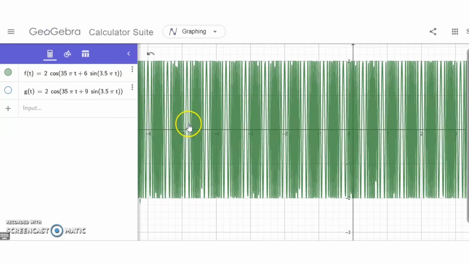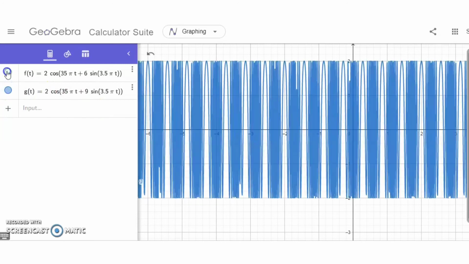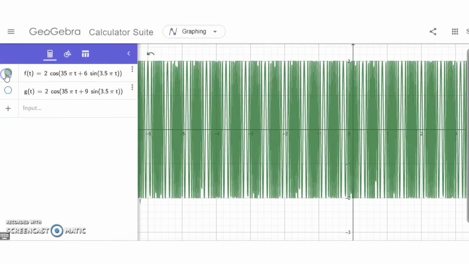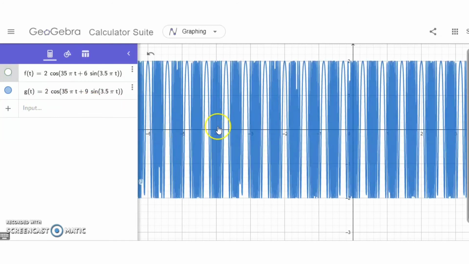Only some small differences we noticed, and by increasing the beta value to 9, we observe a small gap between the two waves. Comparing the two waves, there is some similarity. Here the wave is slightly congested, and this gap is higher than in this wave. Small difference, only similar.